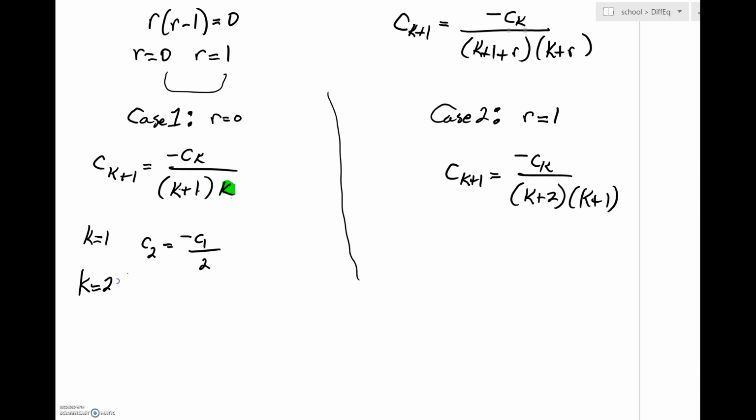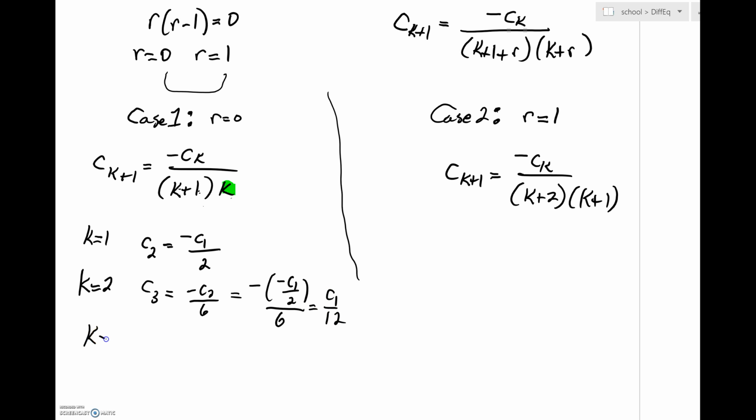And we're not going to go crazy here and work out a whole bunch of different cases. Maybe just a few. Like if I let k equal 2, then this would be minus c sub 2 all over. Well, 2 plus 1 is 3, and 3 times 2, I'd get a 6. But remember, c sub 2, I could work that out. And that would become a positive c sub 1 all over 12.